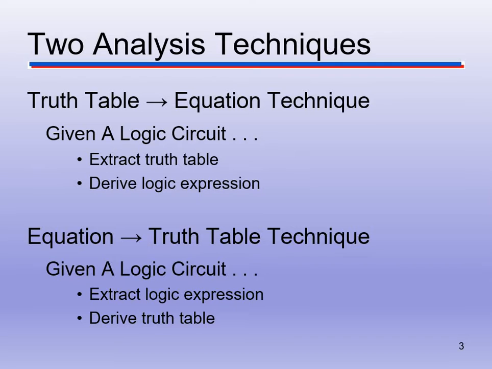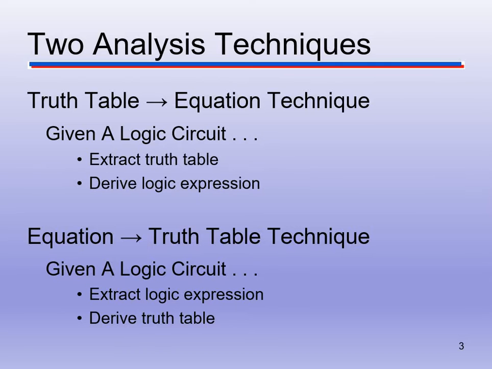So we have two different analysis techniques that we've done. We can go from a truth table to the equation, which is what we did last lecture. We figured out what all the minterms were, and then from the minterms we created a sum of products. So that's the truth table to equation technique. Now we're going to go equation to truth table, so we're going the other direction.